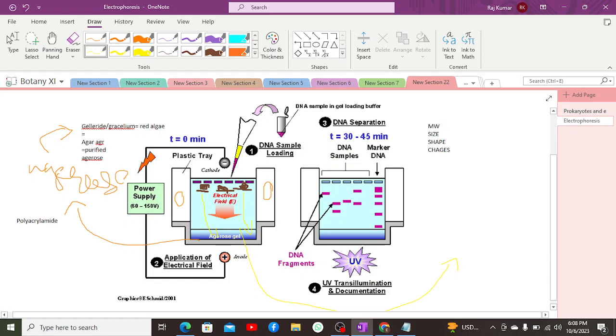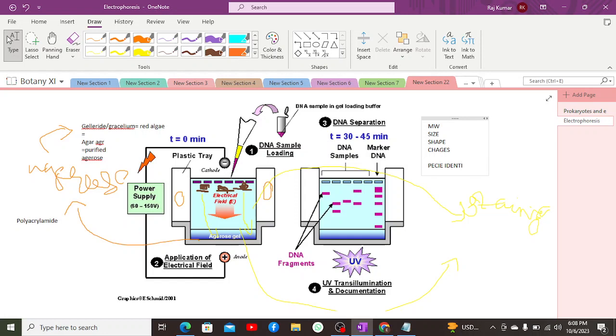Apart from this, DNA sample loading occurs. In order to see the pace of our reaction, we utilize staining, which depends on the type of material we are going to use. Staining occurs in order to find what kind of DNA is moving faster and slower. This technique is utilized in species identification, as well as in paternity cases and criminal cases.